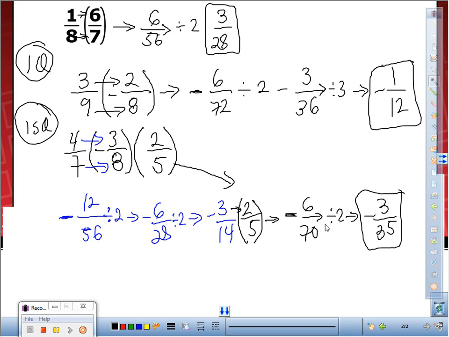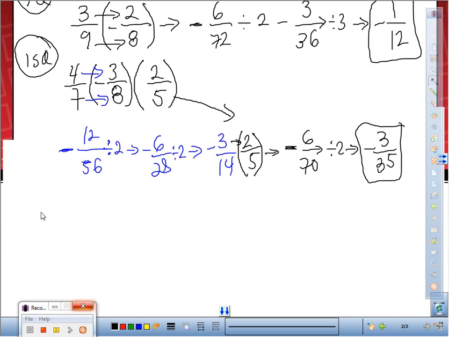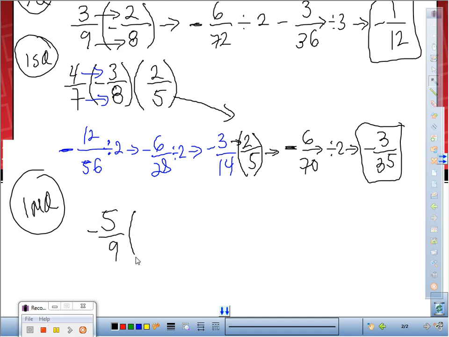Let's do another one of these. Example 1 mega cube. Negative 5/9 times 2/3, close parentheses, open parentheses, times 4/6. Go.